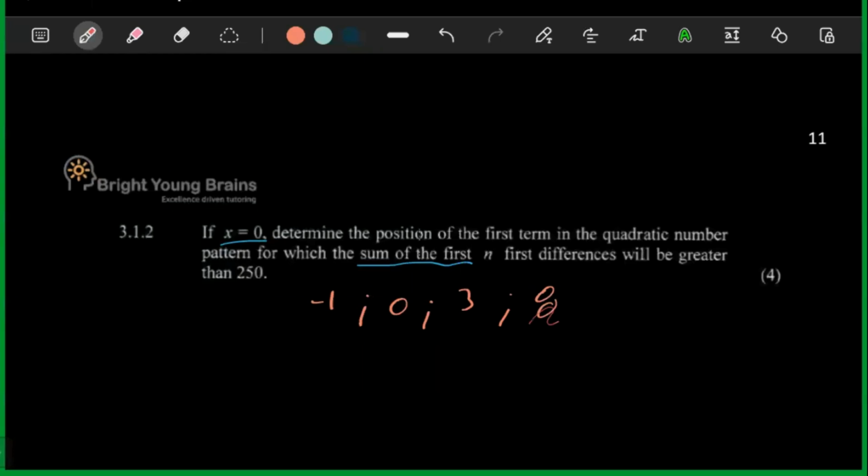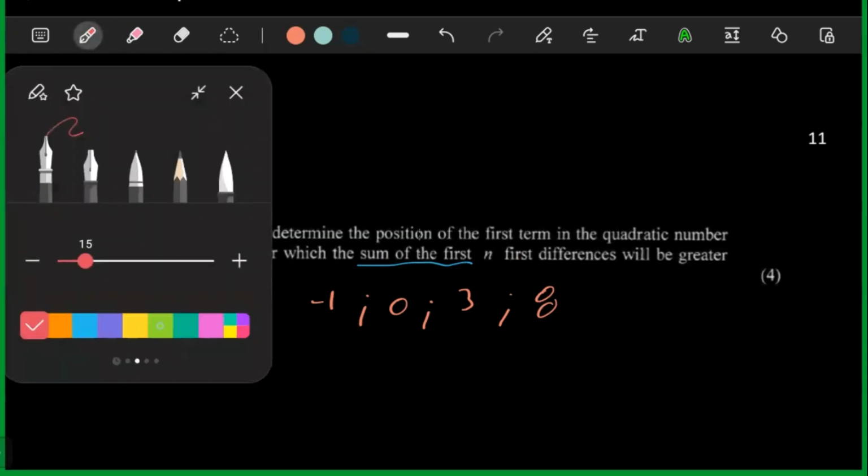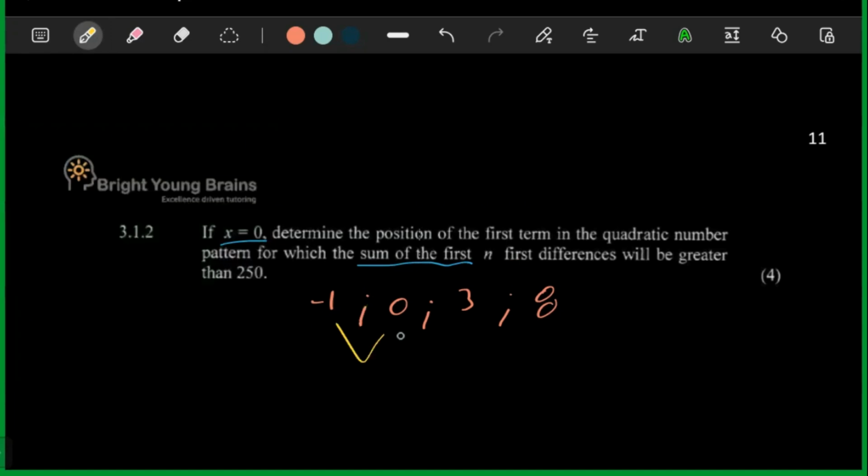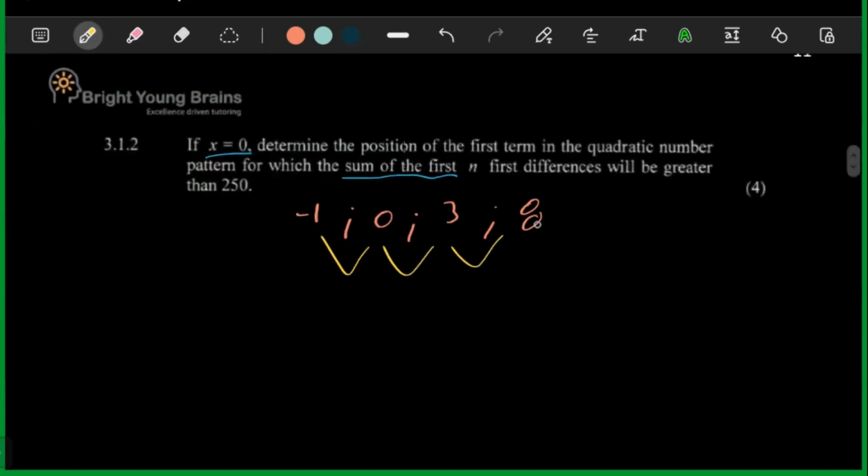So we said you may want to lay out your sequence, and then after laying out your sequence, the idea is you want to visualize what the sequence of first differences looks like. So the sequence of first differences, you're going to have 8 minus 3, which is a 5, 3 minus 0, which is a 3, 0 minus negative 1, which is a plus 1. So the idea is your second common difference here is obviously a 2, 2 and a 2 over here.